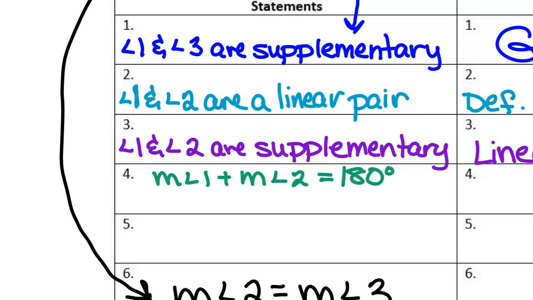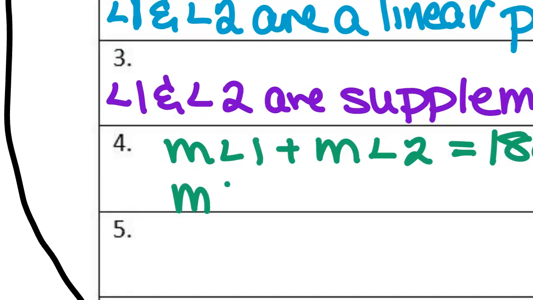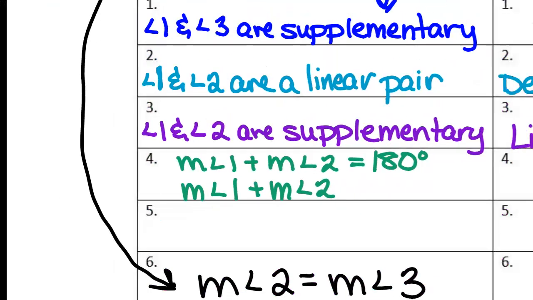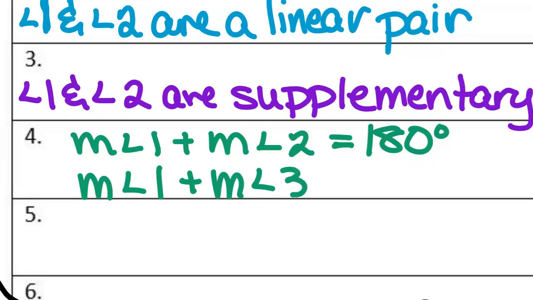Didn't we know about another pair of angles that added to 180 in this proof? Angle 1 and angle 3, because right here we were told that angle 1 and angle 3 are also supplementary. So that means they would also add to 180. The measure of angle 1 plus the measure of angle 3 equals 180.